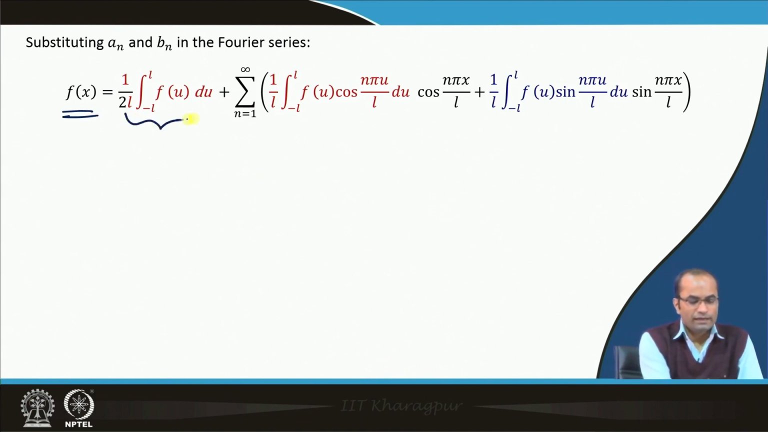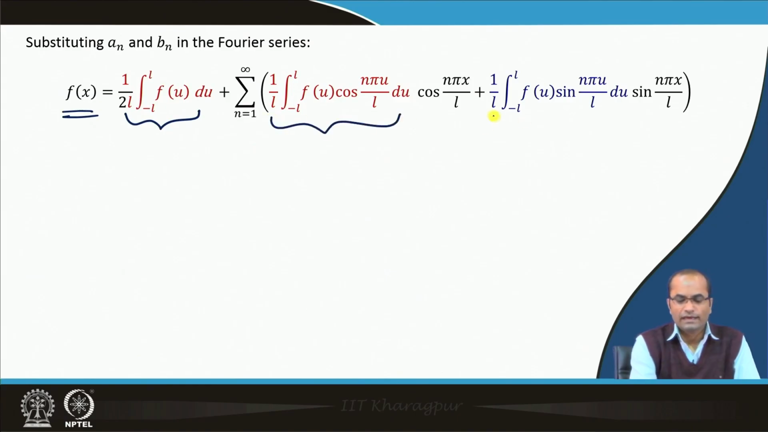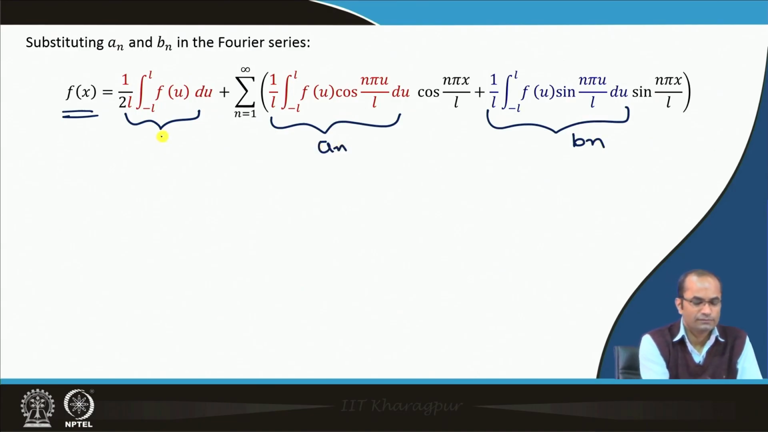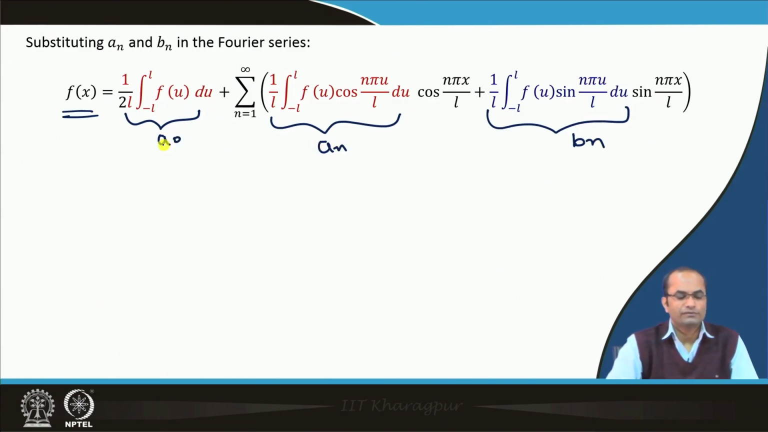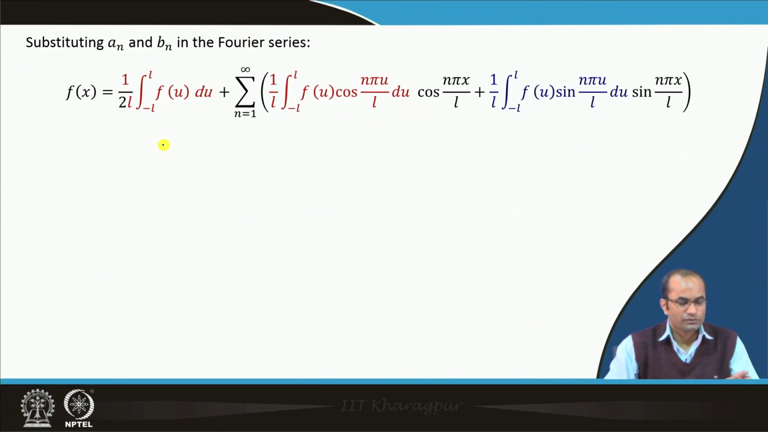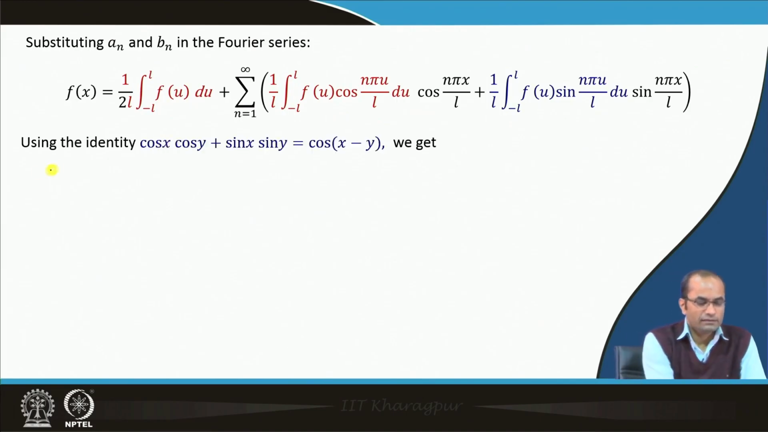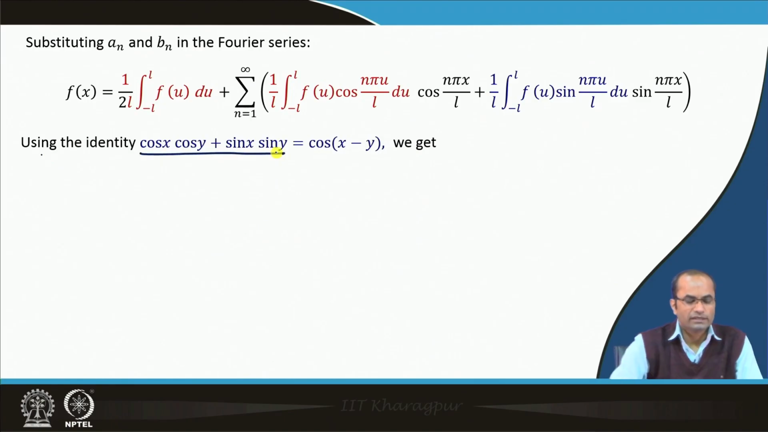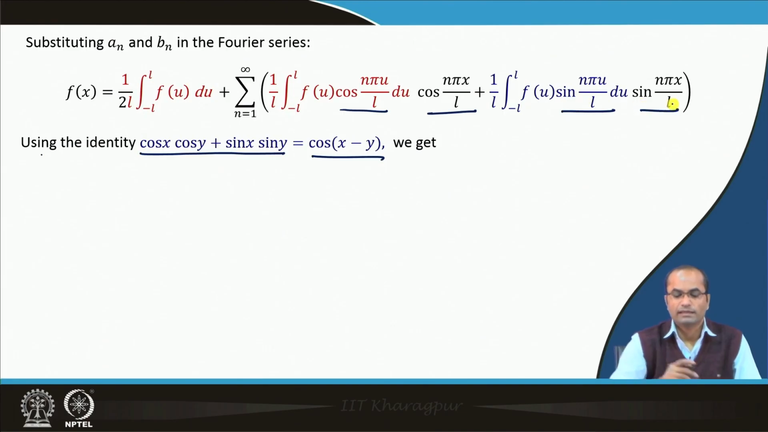Substituting the values of a naught, a n and b n, the red portion here being a 0, we have plugged these values into the Fourier series and we will proceed now. This is equal to f(x), and then we can use the identity cos x cos y plus sin x sin y equals cos(x minus y), because here we have exactly cos x and cos of something y, and if we merge these two integrals then we have a plus sign there.